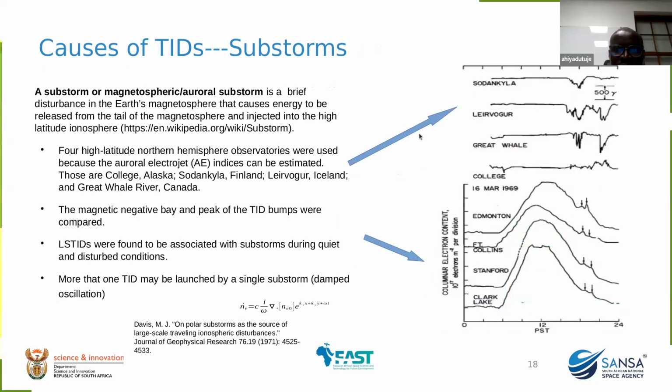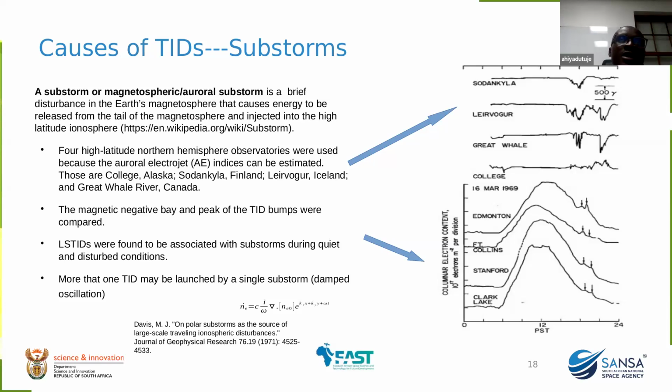The other methods where TIDs are generated are called the substorms. Substorms are brief disturbances in the Earth's magnetosphere that cause energy to be released from the tail of the magnetosphere and injected into the higher latitude ionosphere. So those are the phenomena which are associated with space weather.